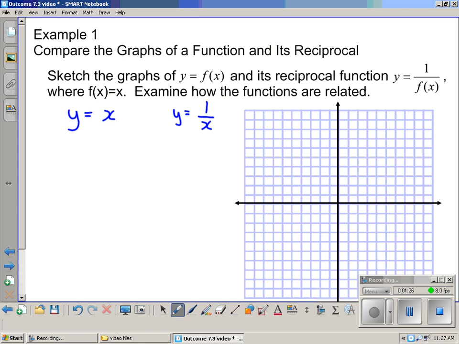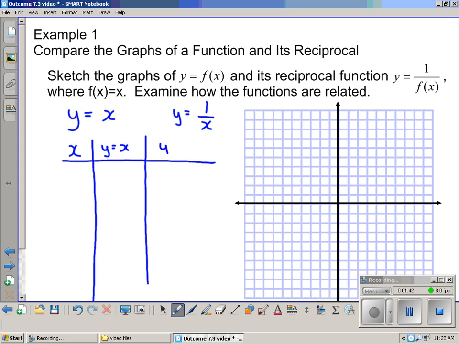So we're going to create a table of values. I'm going to do both tables at once. So I'm going to select values for x. I'm going to find the y value when my function is equal to x, and I'm going to find the y value when my function is equal to 1 over x. So let's start with negative 10. If x is negative 10, for our first function f of x, y is also negative 10. For this one, it would be 1 over negative 10.